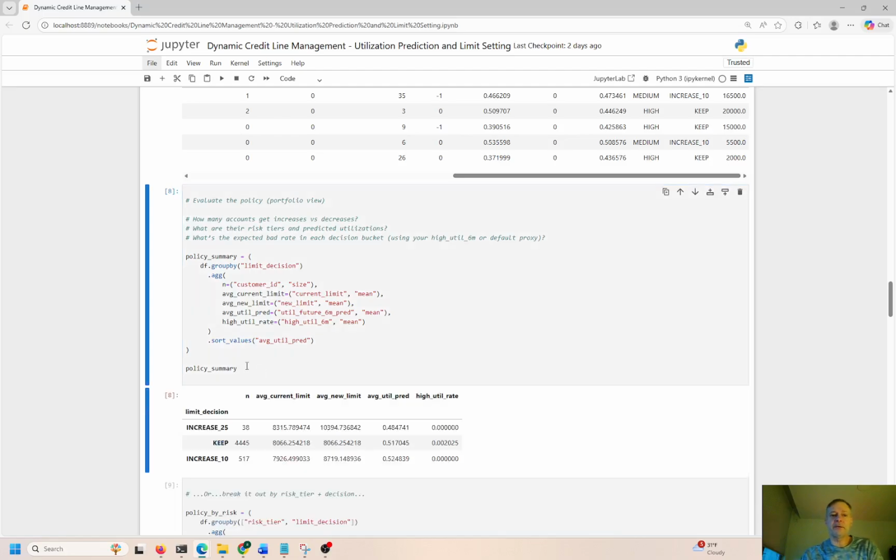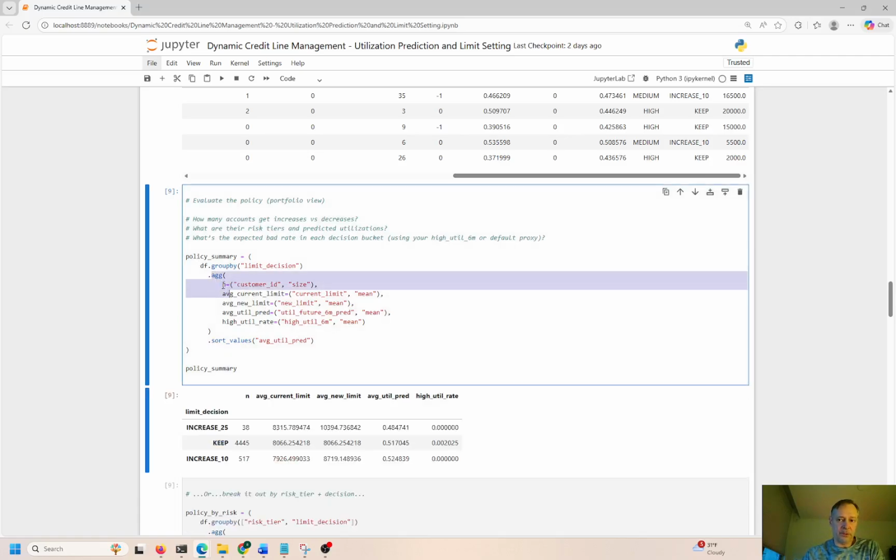So next cell here, let's run it. For the limit decision, we're looking at customer ID and size. For the customer limit, we're taking the mean, so the new limit is going to be the mean, which is the average. For the future 6-month period, this is the mean again, and the average utilization as well. So Control Enter. We are doing an aggregation here just to look at the overall metrics of the whole group.